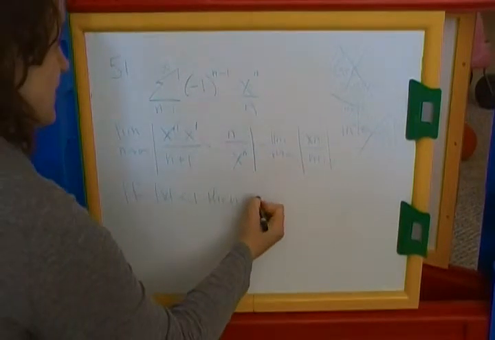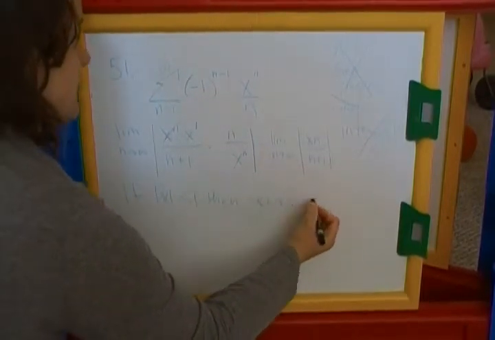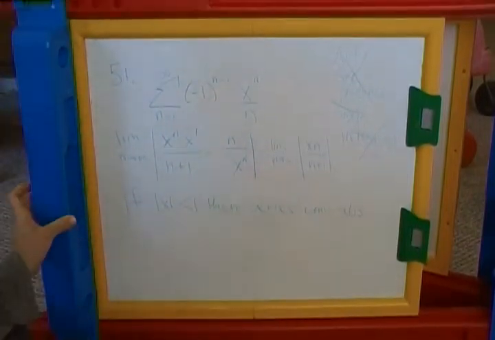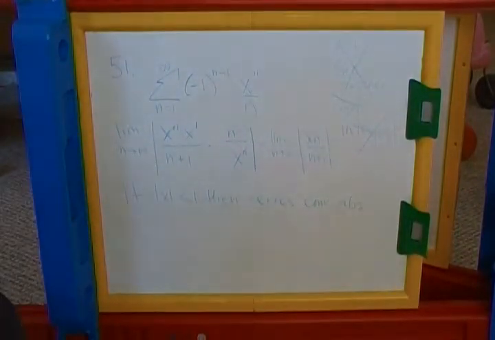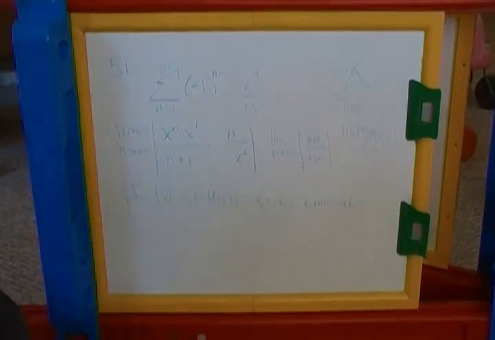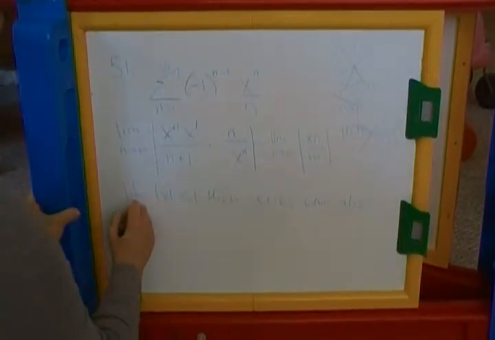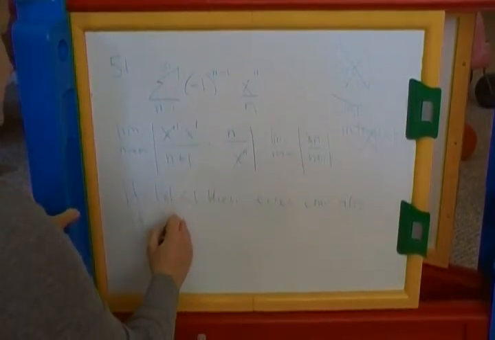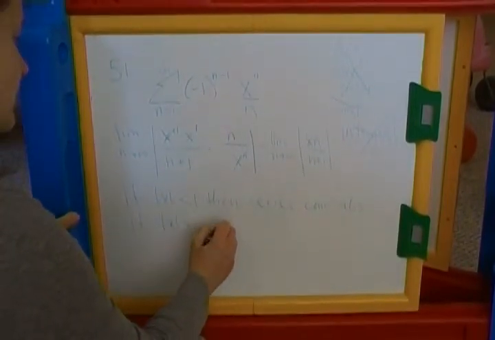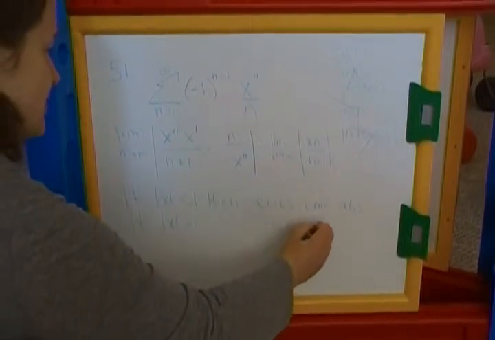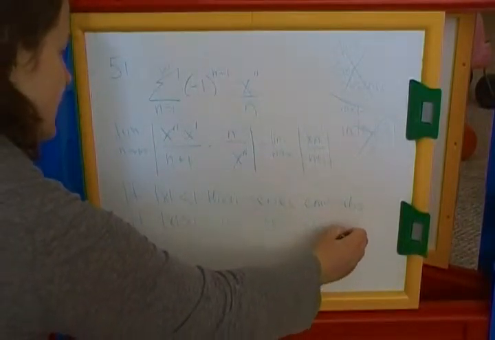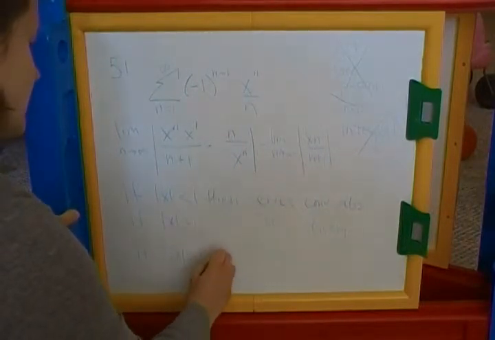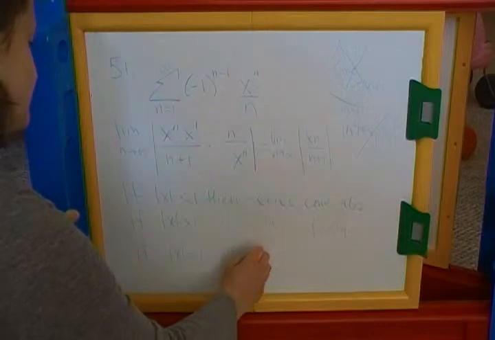Then the series converges absolutely. So if the absolute value of x is less than 1, then the series converges absolutely. I'm saying absolutely here because this is alternating. If the absolute value of x is greater than 1, then the series diverges. And if the absolute value of x equals 1, then we have an inconclusive result.